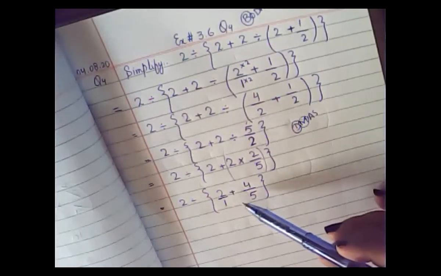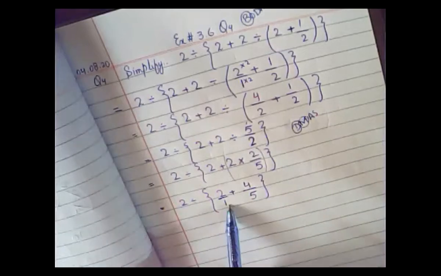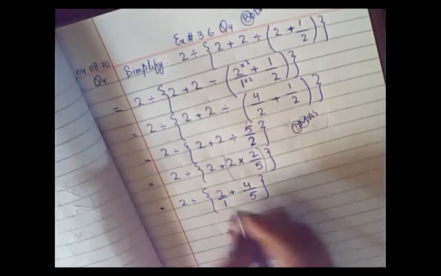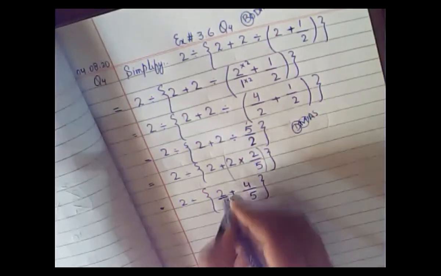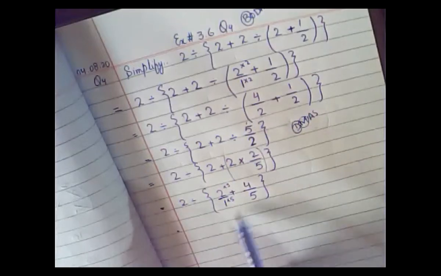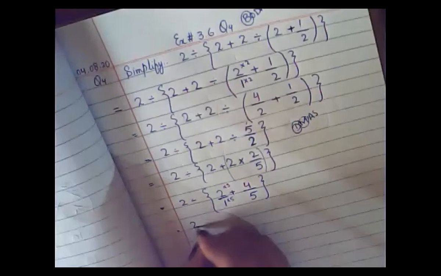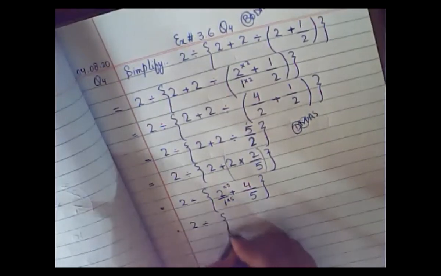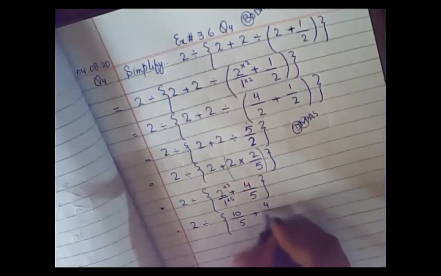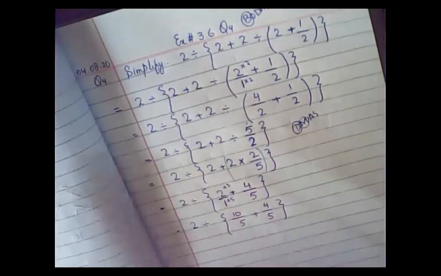So for addition you cannot add unlike fractions, so you will make them like fractions. How will you make them like fractions? You will simply multiply this 1 by 5 as well as the numerator by 5. You know you cannot add unlike fractions, you have to make them like. So simply I'm going to write 2 divided by curly bracket, 2 fives are 10 upon 5 plus 4 upon 5 and then curly bracket.